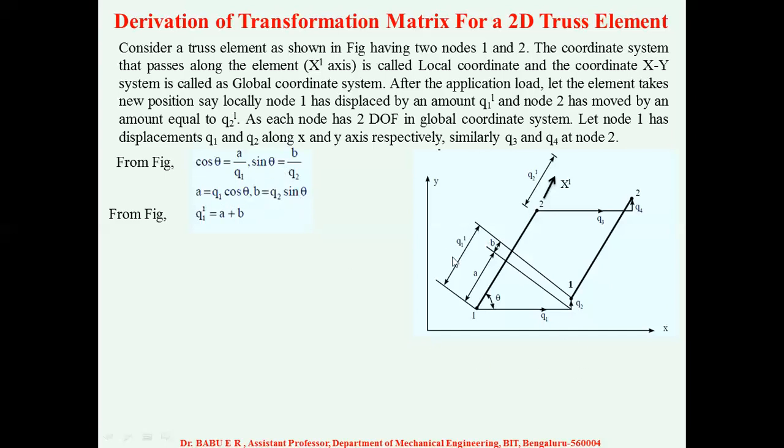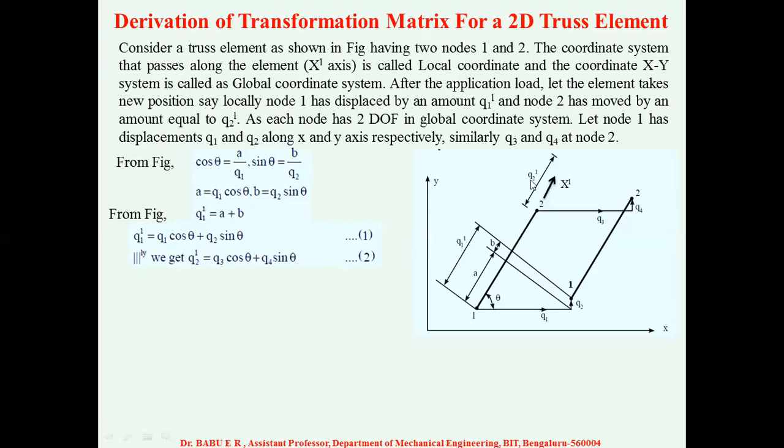Again from the figure, Q1 dash can be written as the sum of A plus B. Since A is Q1 cos theta and B is Q2 sin theta, substituting, we get Q1 dash equals Q1 cos theta plus Q2 sin theta. Call this equation number 1.